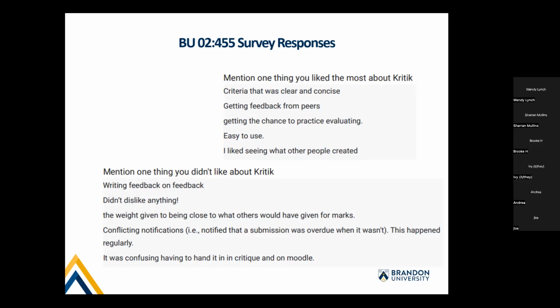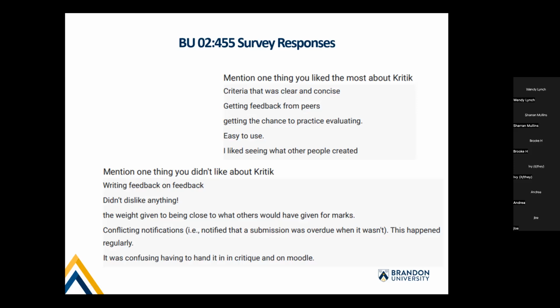Conflicting notifications. Now there were very intensive notifications, and I'd make some changes, but I can talk about that in the last slide when we get back to it. And it was confusing having to hand it in on Kritik and Moodle, but we've got an answer for that because we're going to integrate Kritik and Moodle. So I think that's it for me, Kim. Sounds good. Thank you so much, ladies and Curt.